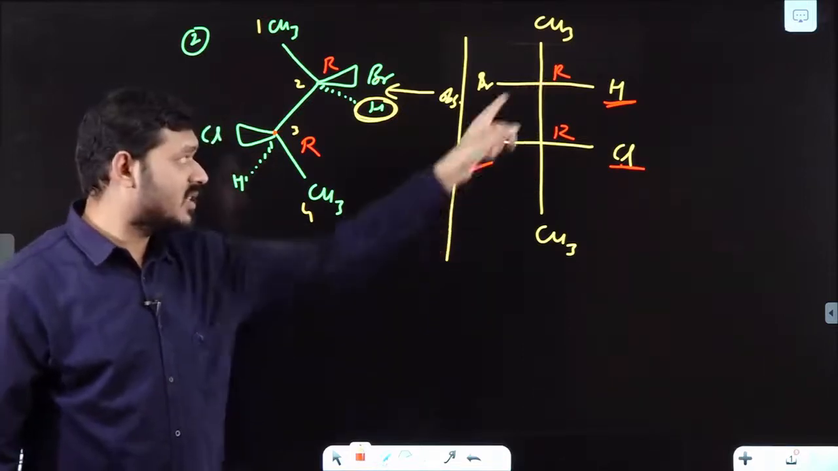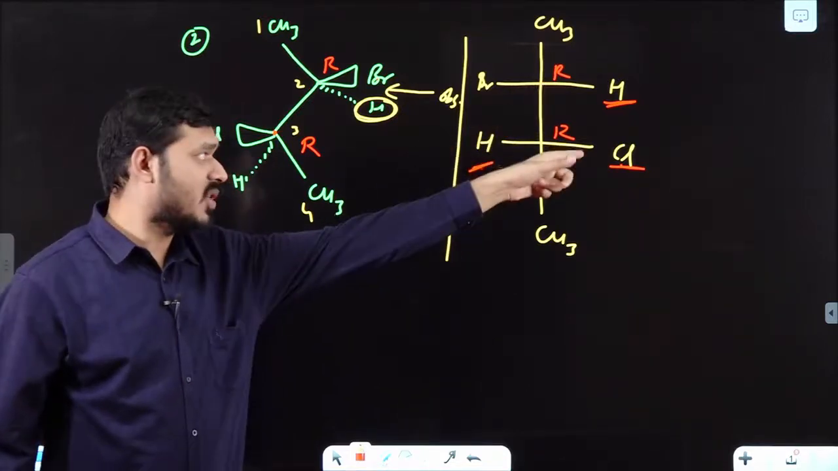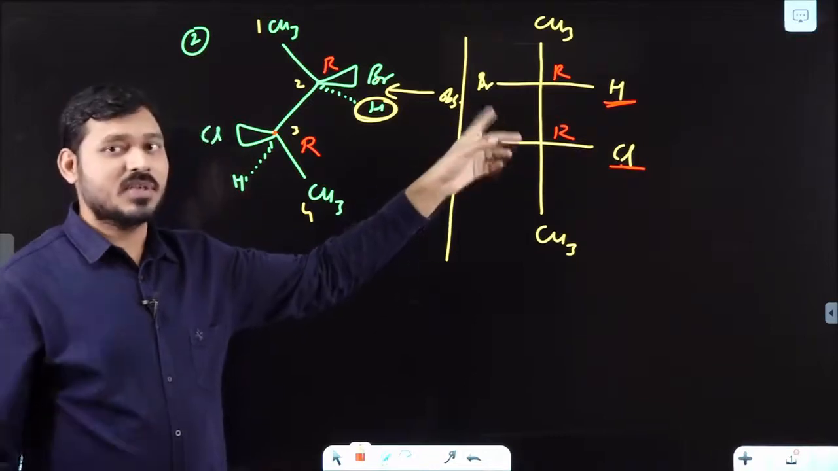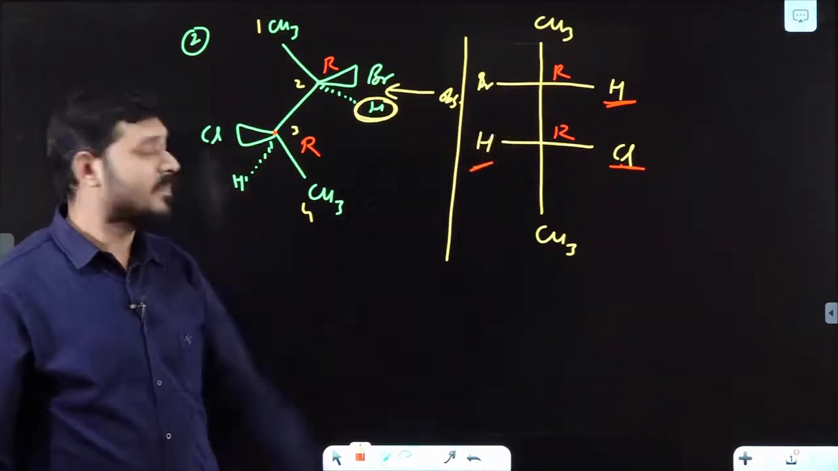Okay, but remember this is not a meso compound. This is bromine, this is chlorine. Here you are having 4 stereoisomers, 2 to the power 2, 4. Okay, done.